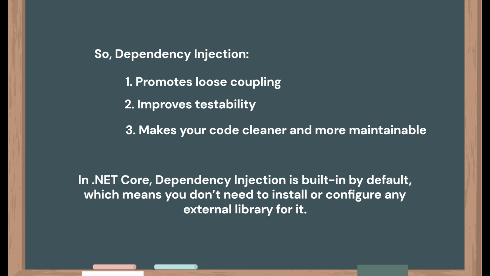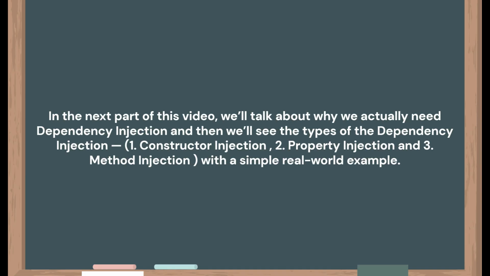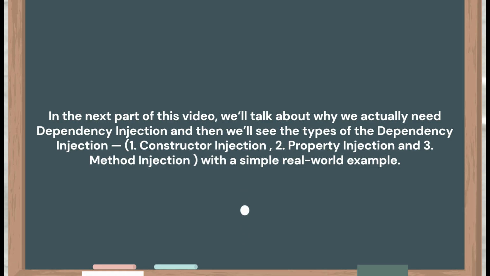So in this video, we cover only this part. And in the other three videos we will cover the types of dependency injection, which are constructor dependency injection, property dependency injection, and the last one will be method dependency injection.